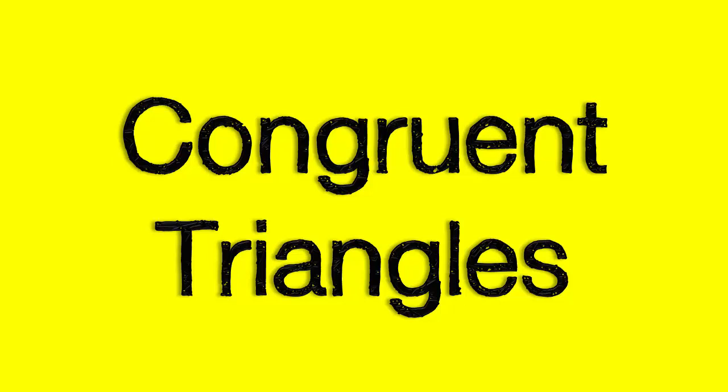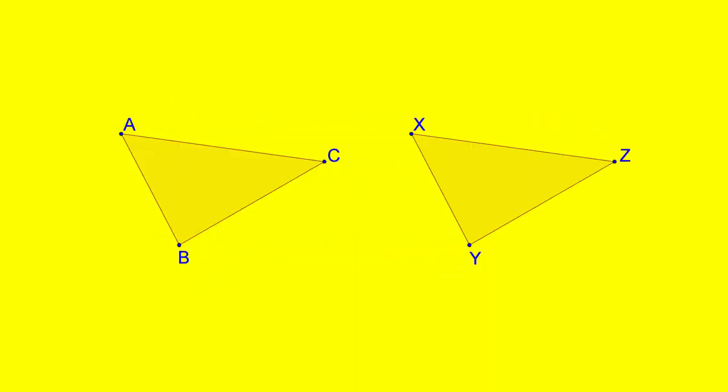Alright, so here we're going to talk about congruent triangles. What makes two triangles congruent? So here we have two triangles. This triangle here is triangle ABC. The other triangle we have is triangle XYZ. So let's say that we were told triangle ABC is congruent to triangle XYZ.